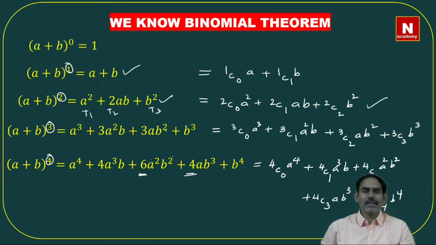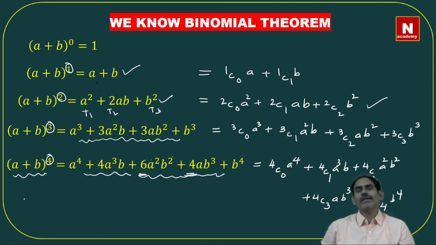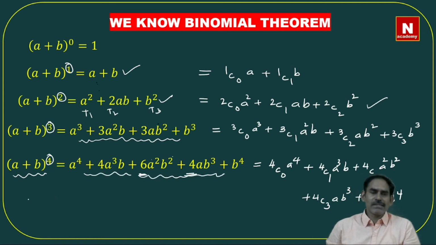When index is 3, we will have total number of terms are 4. When index is 4, number of terms containing here is 5 terms. Whatever the index is given, we can expand. For example, if you want to write (a plus b) whole power 5, it can be written with the help of this.